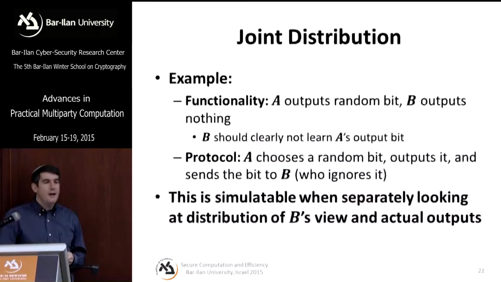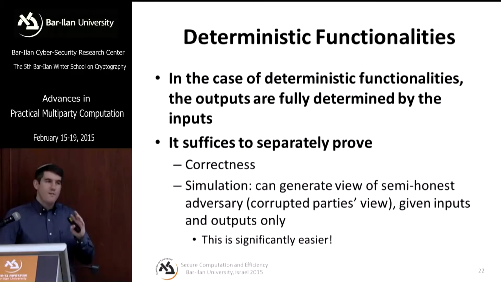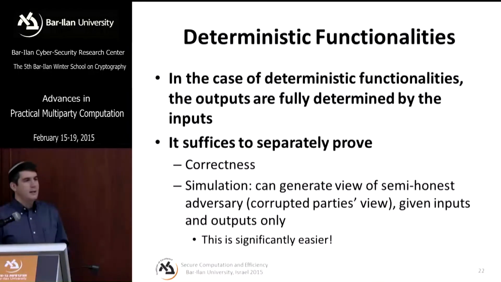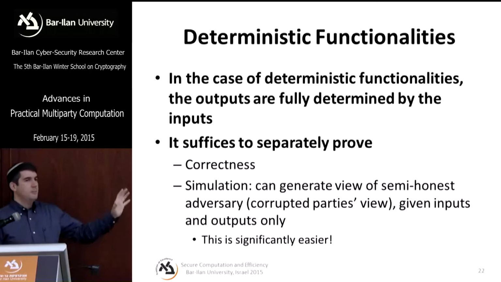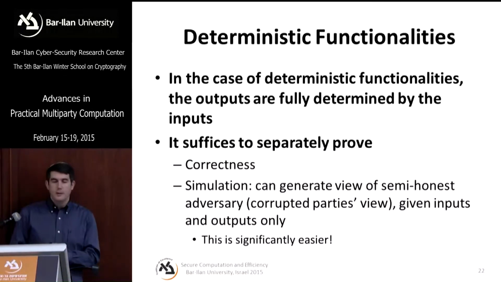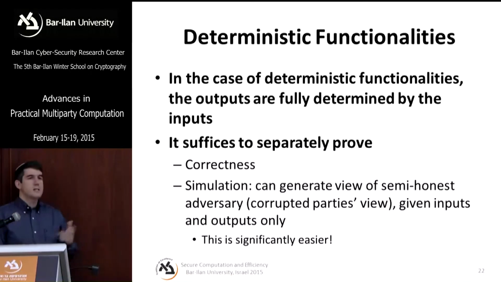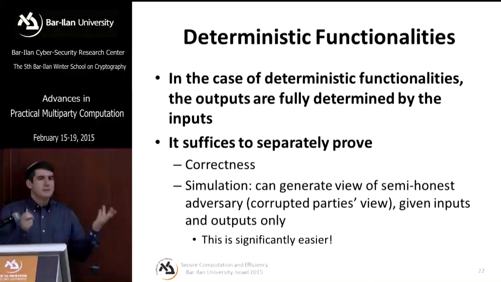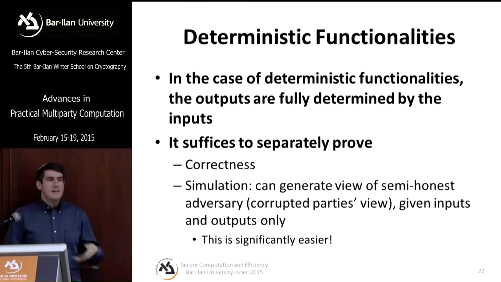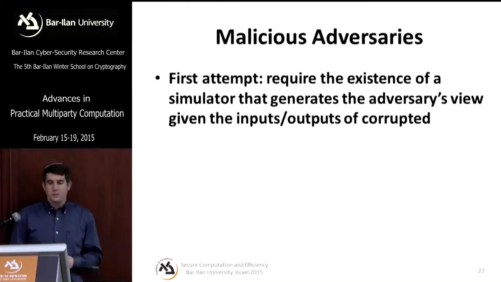And that's why we need to look at the joint distribution, and this makes it significantly more difficult to prove. Fortunately, if the functionality is deterministic, so the function itself doesn't flip coins and doesn't have any probabilistic factor involved, then it suffices to prove correctness separately, and simulation just on the adversary's output. So for deterministic functionalities, you can look at each output separately, but if it's probabilistic, like coin tossing, or something like probabilistic statistical sampling of a database followed by outputting the statistics, then you have to look at the joint distribution.